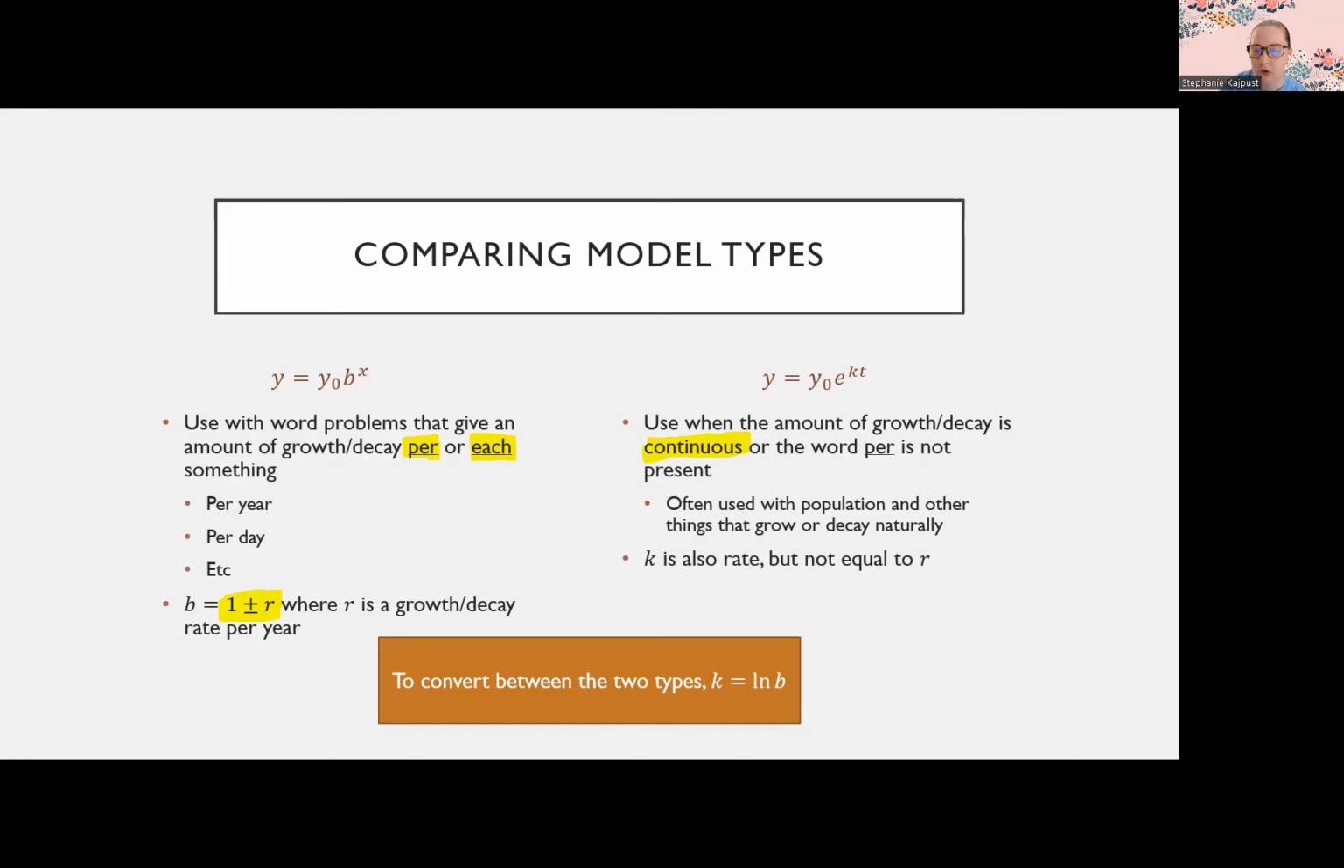So the two models look very similar, but there are very specific situations where you use one versus the other. On the left, we use r to represent the growth rate, and that's usually a percentage. Your k on the right will also be a percentage, but k and r are not the same thing. My next slide is going to give you an example, so you can see when you use each model and how they're almost the same, but not quite.